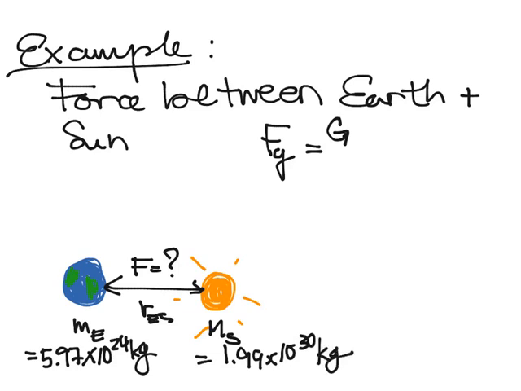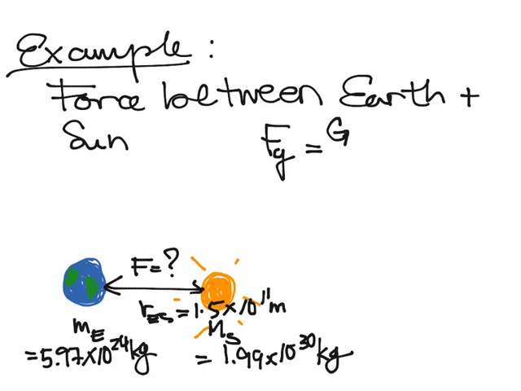Okay, the distance between the Earth and the Sun, it varies a little bit as the seasons progress, but overall, on average, in meters, the distance between the Earth and the Sun is about 1.5 times 10 to the 11th meters.